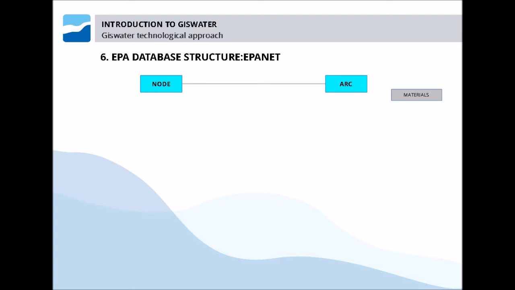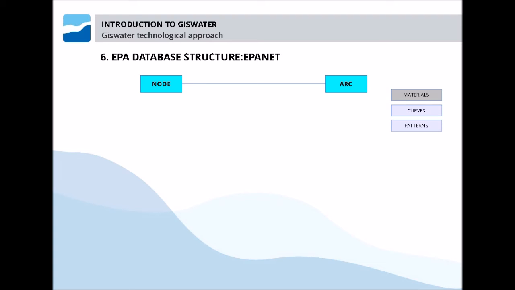All the database technology, all the technology of Giswater, both for EPANET and EPA SWMM, is built based on this concept, the ARC node topology. All the network elements are going to be arcs or nodes. From here, we can define curves. The most usual ones for EPANET are patterns.